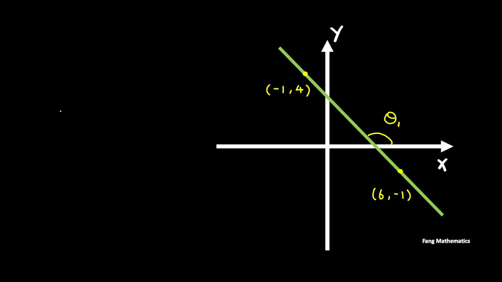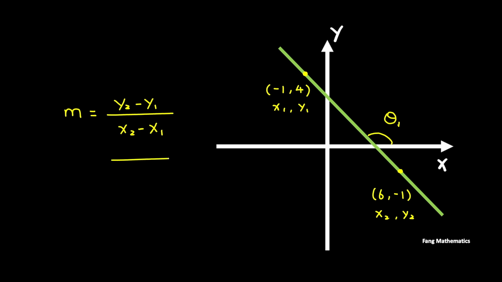So how would you determine the gradient of this line? I believe you should use your gradient formula. So gradient is equal to y2 minus y1 over x2 minus x1. So you label the points x1, y1, x2, y2. Then we substitute each corresponding value into the equation.